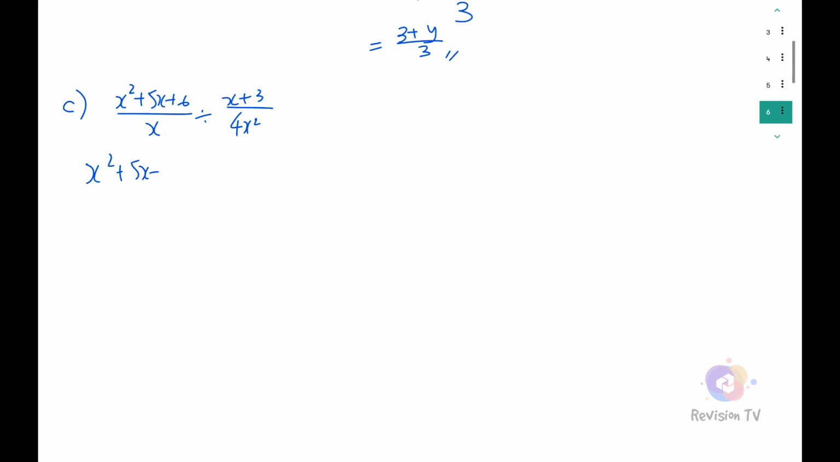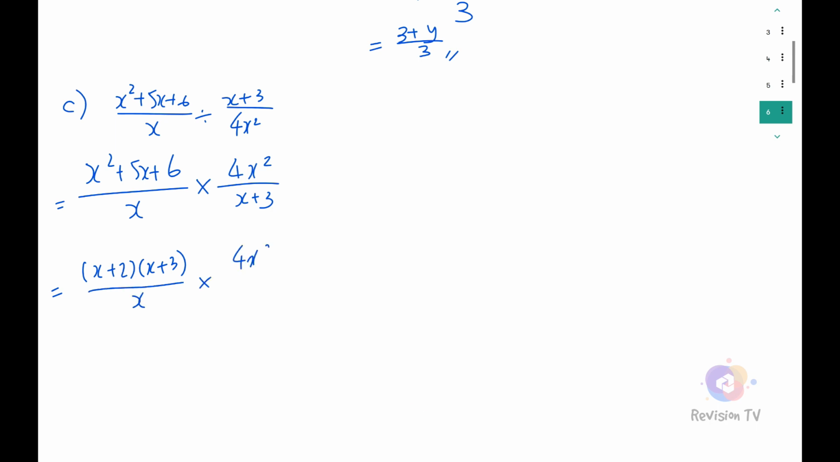So for example, you can factorize this as you go as well. Over x times, I'm going to do the keep, flip, change first. So keep the first fraction, flip the second, change the sign. Next, we can go on and simplify, factorize each term. This one will be x plus 2 times x plus 3 over x times, we can't simplify anything in here.